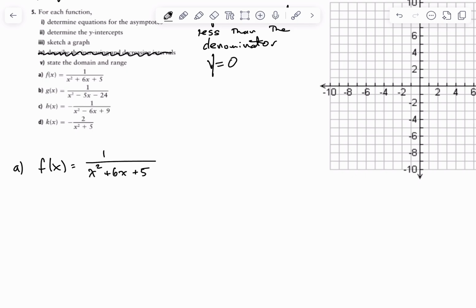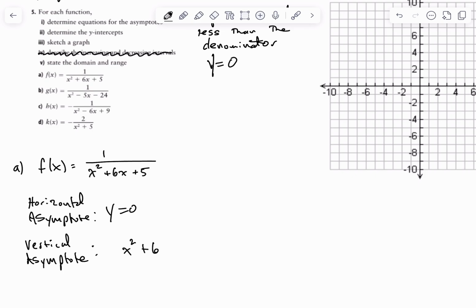Okay, so in problem 1, f of x, we already determined that the horizontal asymptote is at y equals 0. And then to find the vertical asymptotes, we have to figure out what values of x are going to set the denominator equal to 0. So that means x squared plus 6x plus 5 can't equal 0.